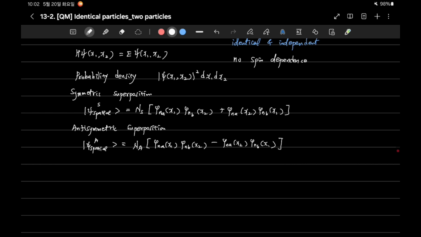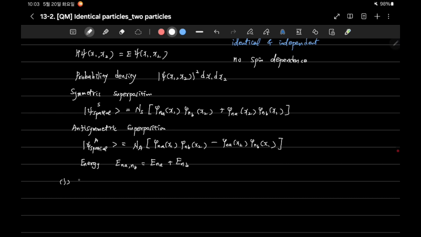For the exchange of two particles, the energy in both the symmetric and antisymmetric cases is the sum of E_NA plus E_NB, where NA and NB are the quantum energy levels of each particle. This is a general description.